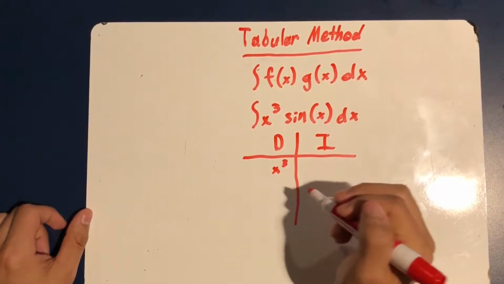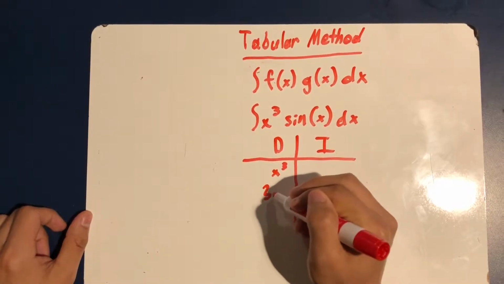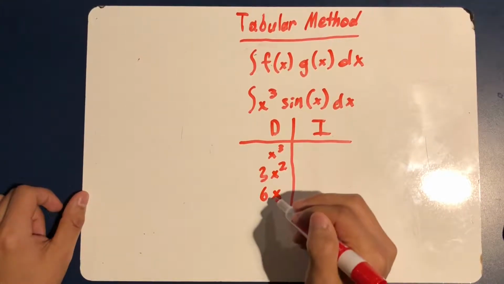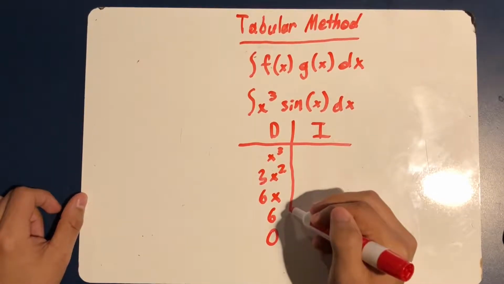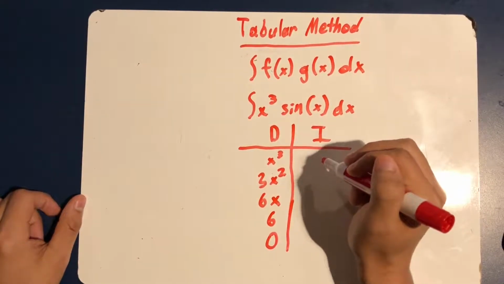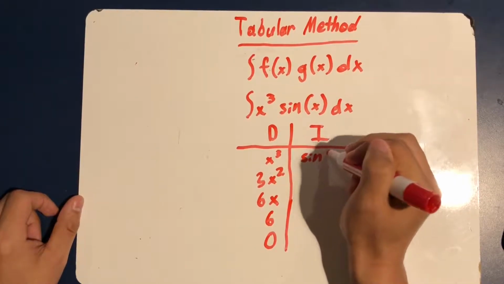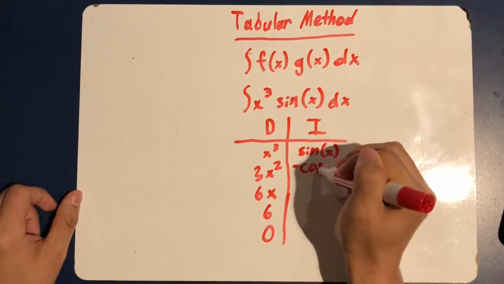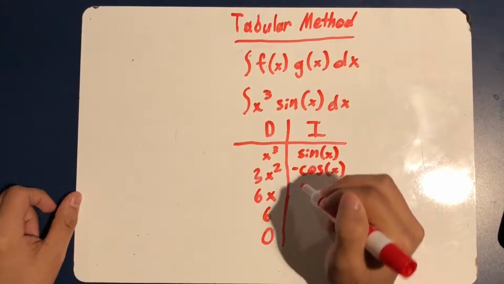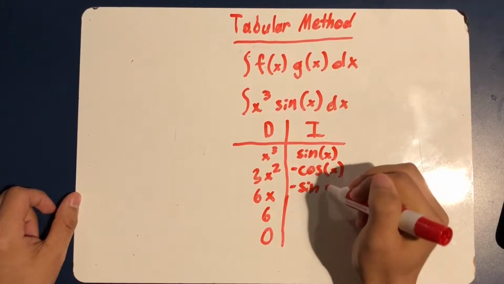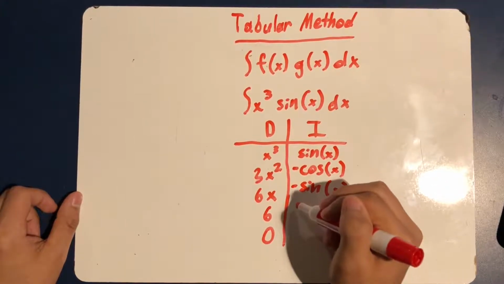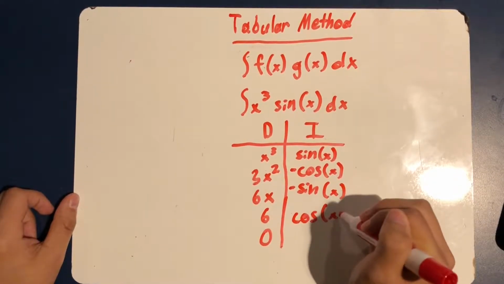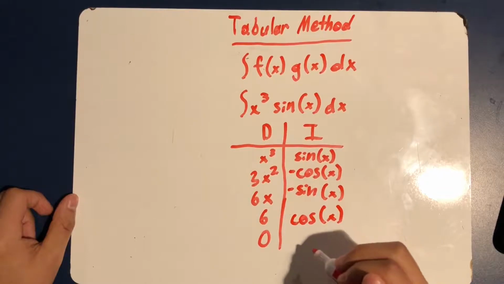We start off with x cubed. We then derive that to get 3x squared, 6x, 6, and then 0. Next we find the integral of sine of x. So we start with sine of x, integrate to get negative cosine x, then negative sine x, then cosine x, and then sine of x.